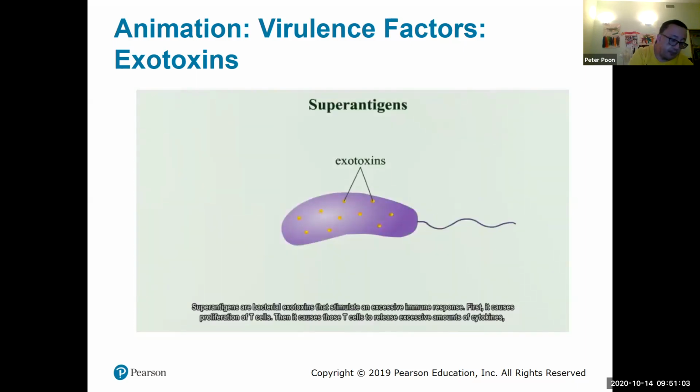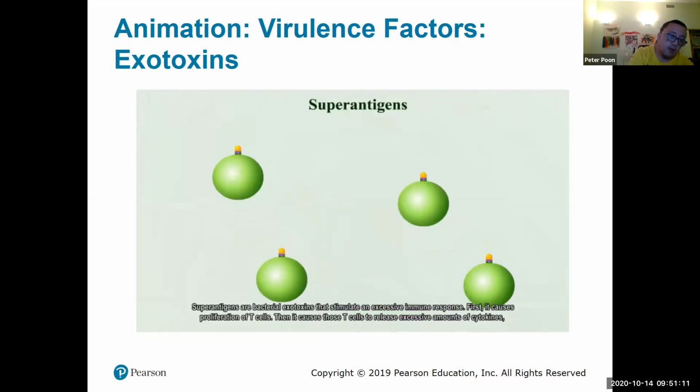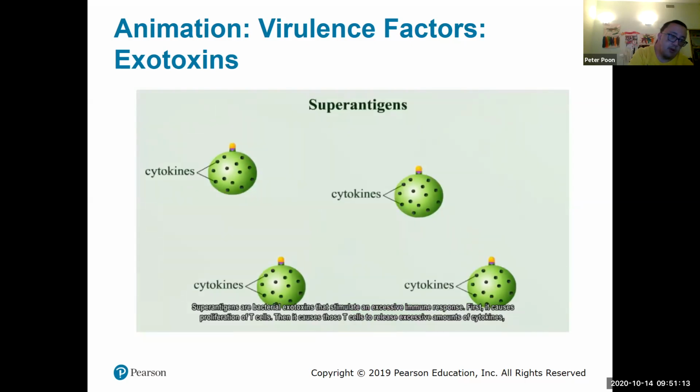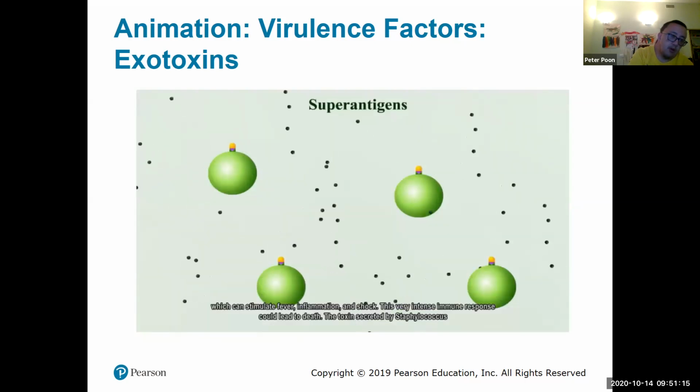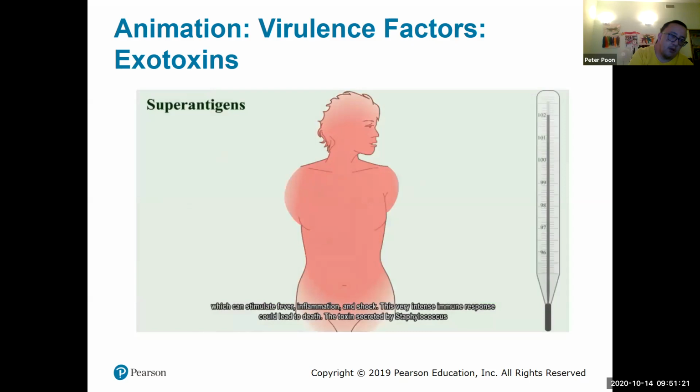Superantigens are bacterial exotoxins that stimulate an excessive immune response. First, they cause a proliferation of T cells. Then they cause the T cells to release excessive amounts of cytokines, which can stimulate fever, inflammation, and shock. This very intense response could lead to death. The toxins secreted by Staphylococcus aureus in food poisoning and toxic shock syndrome are an example of a superantigen.